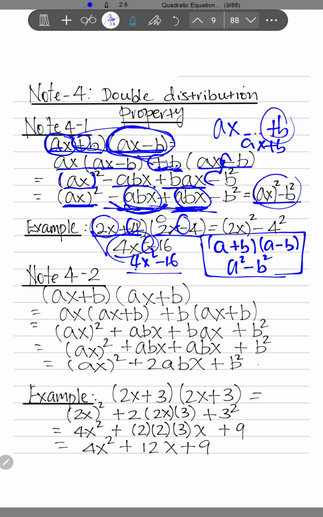Okay, here we have another note, a note 4. (ax plus b) multiplied by (ax plus b). Another name for it is (ax plus b) the whole squared. Same thing. A number has to multiply by itself. So what we do, same distribution property we can apply. We have ax here, multiplied by ax plus b. This one is this one. We have b here, multiplied by ax plus b. This one is here. Now I distribute this.